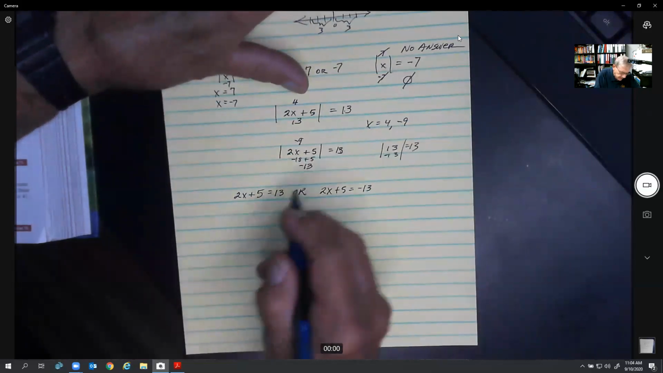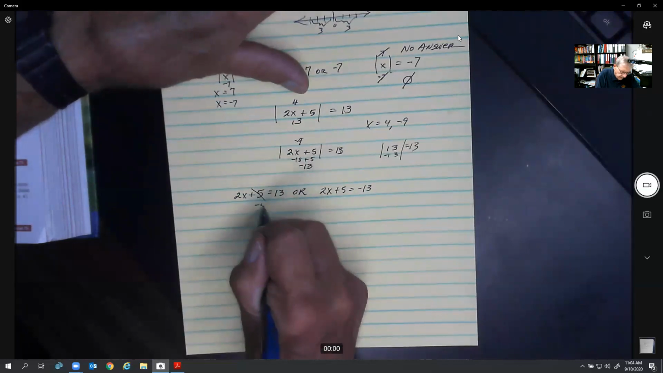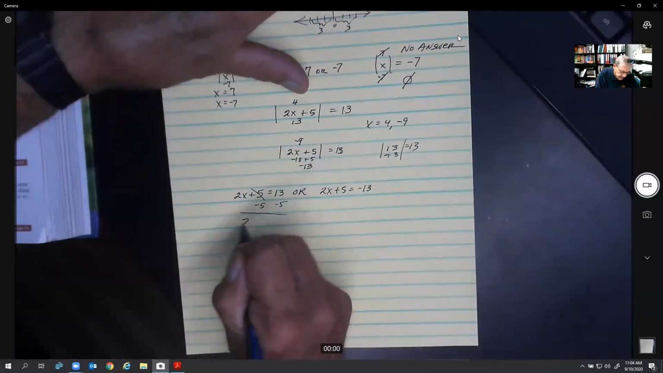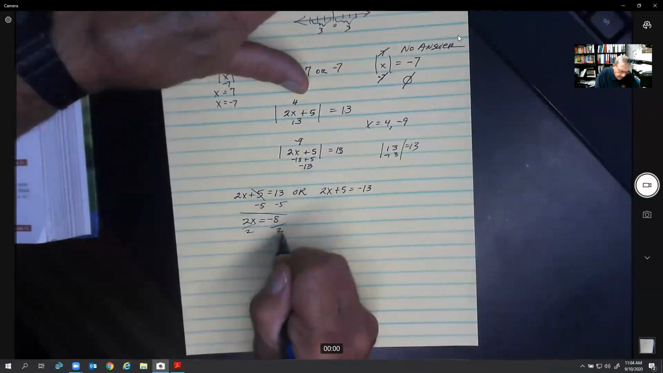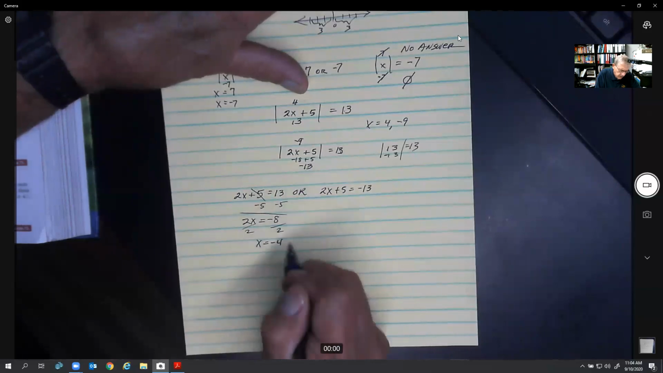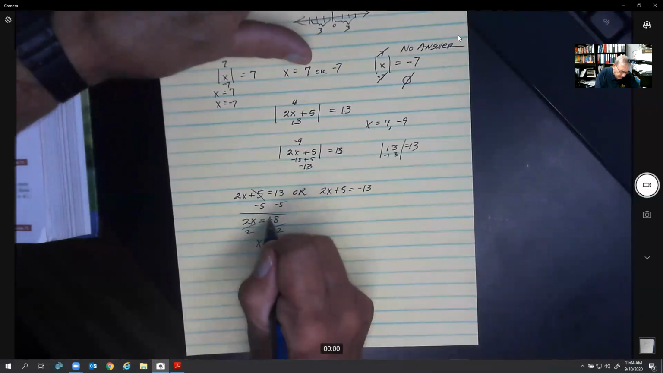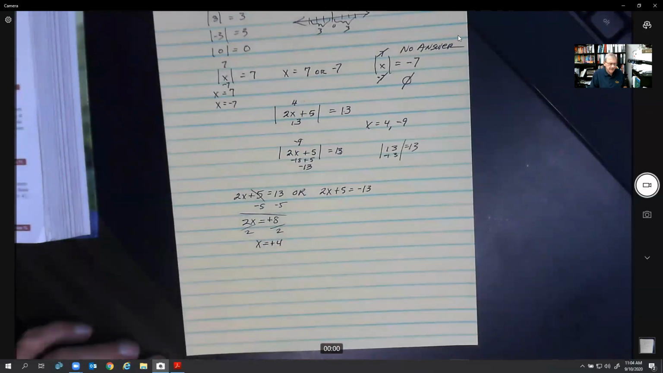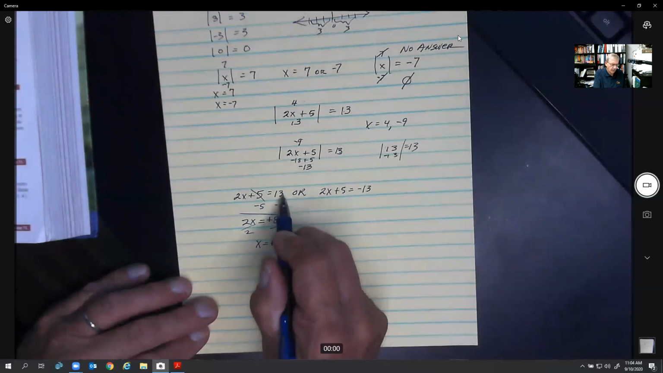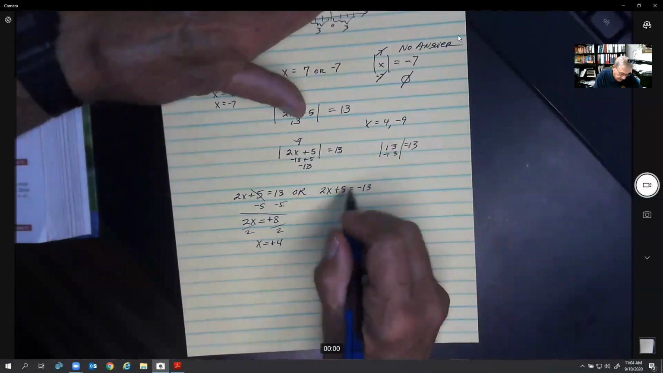Now let's calculate. Let's bring this 5 to the other side. Subtract 5 from both sides. 2x equals negative 8. And of course, divide by 2. x is negative 4. Is that correct? No, it isn't, because this should have been a positive 8 and a positive 4. Okay, that looks a little bit better. Just trying to keep you on your toes.